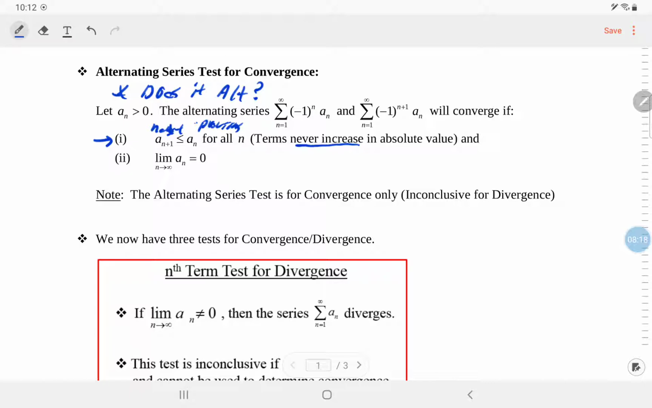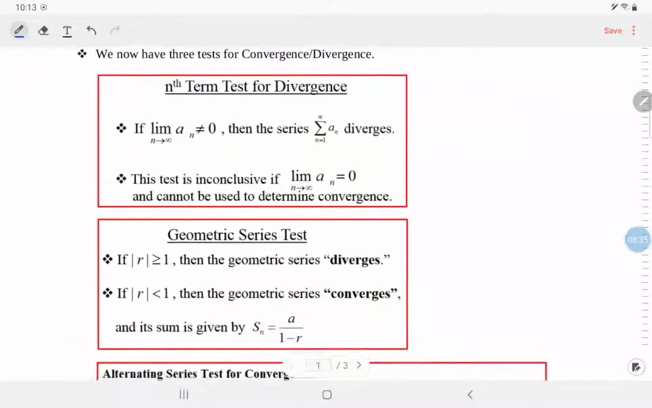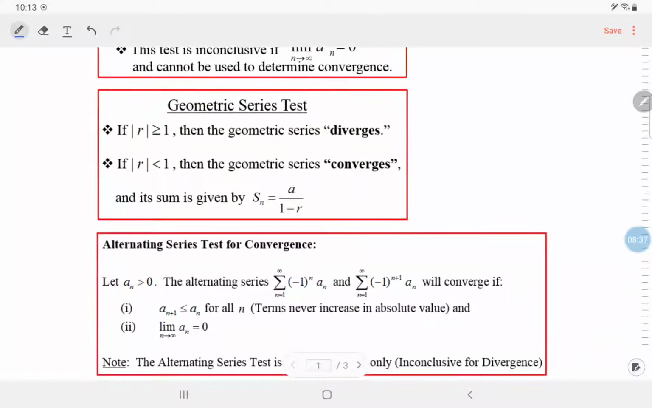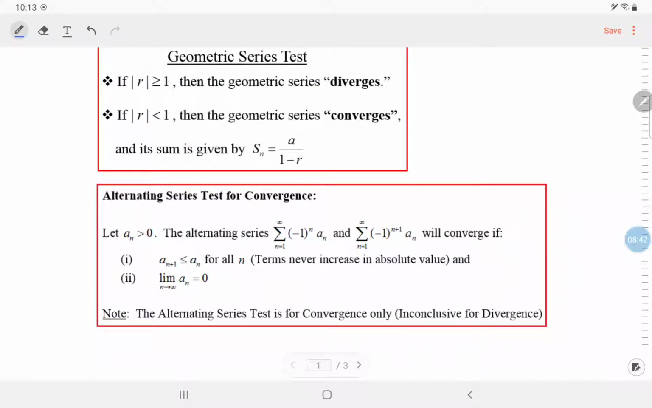And then lastly, if it's decreasing or never increasing in absolute value, and if the limit equals 0 as n approaches infinity, so if it satisfies these two, then it converges. And geometric series tests, we've kind of done that to death. I'm not going to go over that more. And then here's the official write-up for what alternating series looks like.